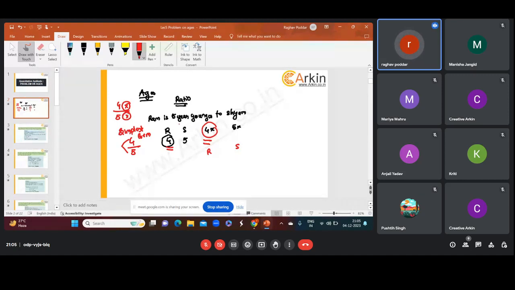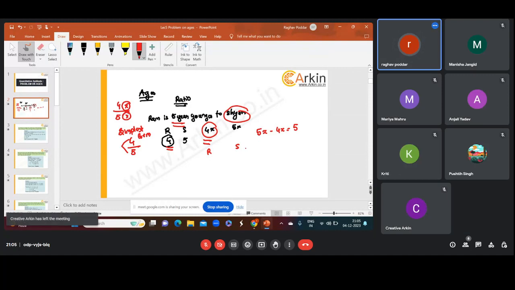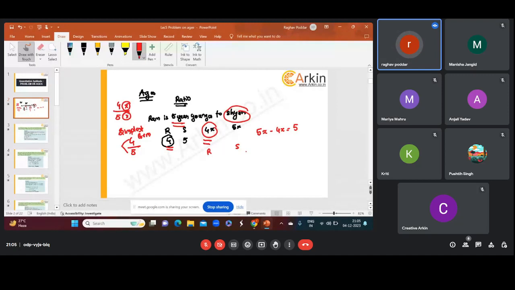Now I know Ram is 5 years younger to Shyam. That means the difference between Shyam's age and Ram's age should be 5 years, because Ram is 5 years younger to Shyam. That means Ram is 5 years smaller. Younger means smaller. Elder means he is bigger. So Ram is smaller, that is why I have written it second. Or else I would have written it first.